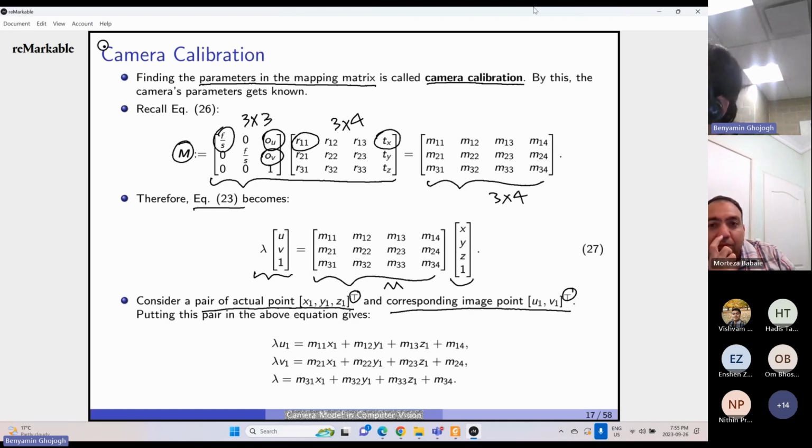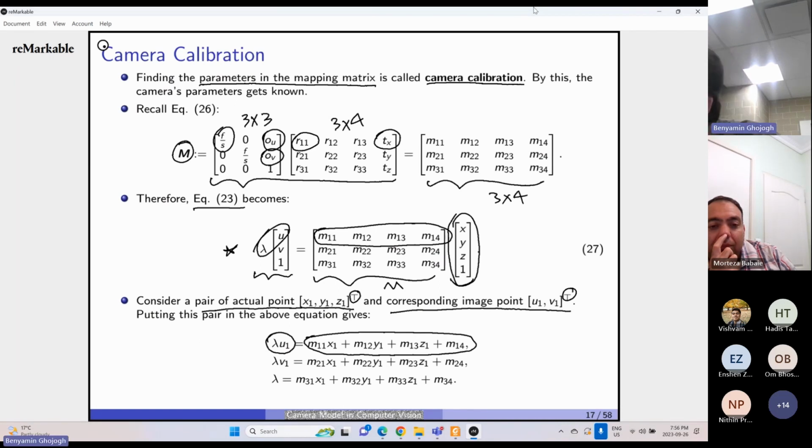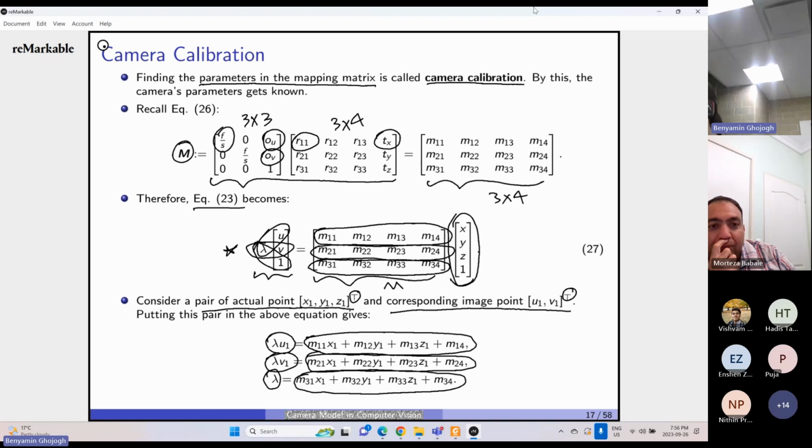Okay, consider this. Now let's put these in equation 27. What do I get? So lambda u1 equals this times this, which is this, right? What about lambda v1? It's this times this. It's this. By the way, here x, y, and z are replaced with x1, y1, and z1 because I have put these in this equation, right? Likewise, lambda times 1 is this times this. Agreed? Okay. I have these three.